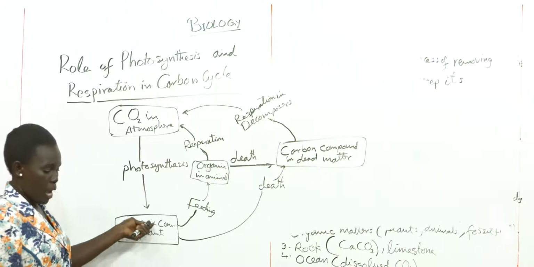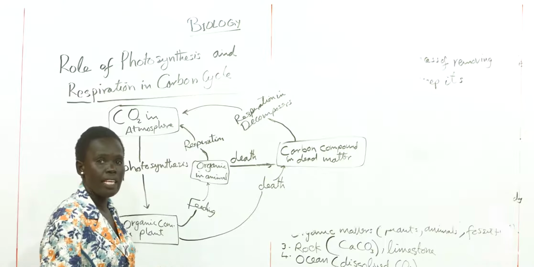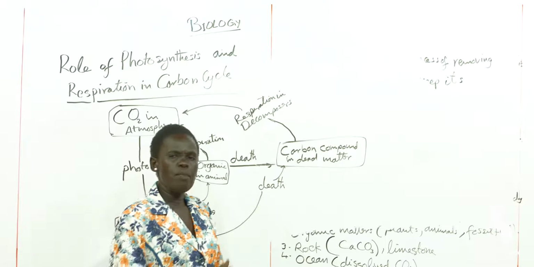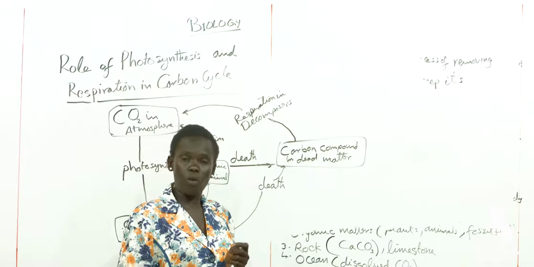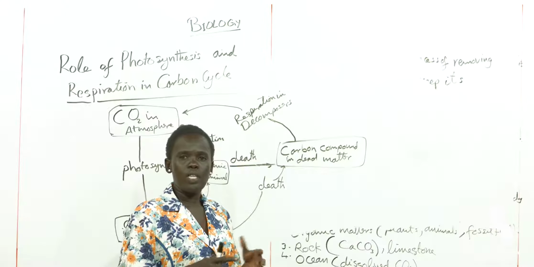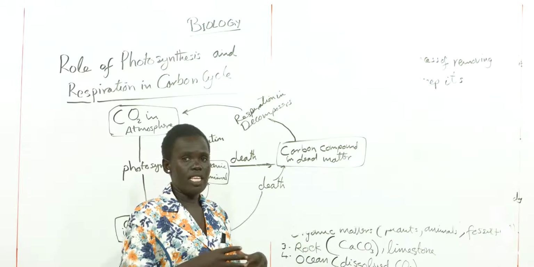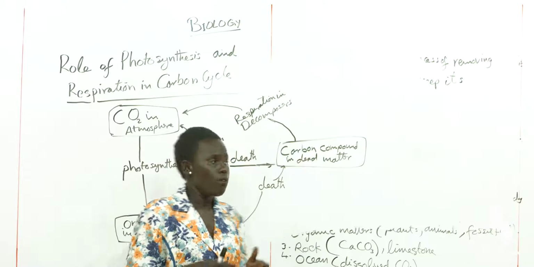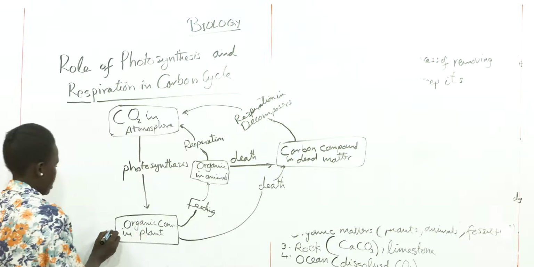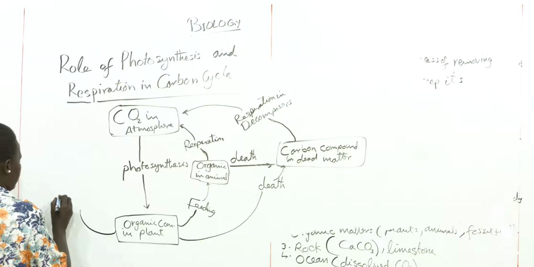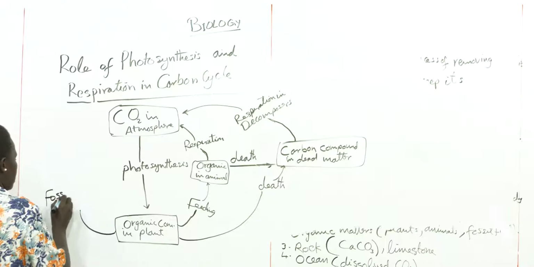Then some of the plants, when they die, not all the body will be decomposed. Some of the bodies will be buried under the ground. It stays there for long with that temperature. Then it changed into fossil fuels. So what is taking place here? Fossilization.